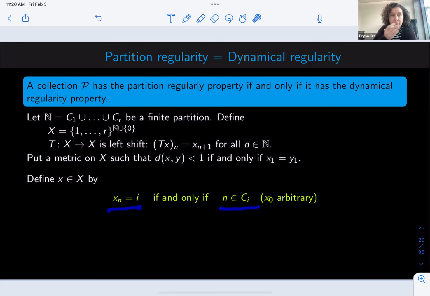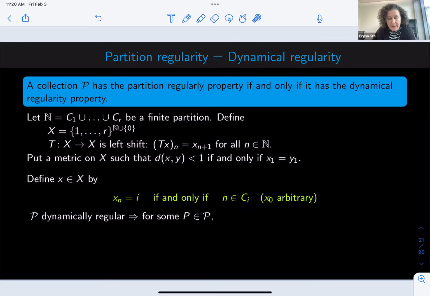Okay, so this is just reflecting what the coloring was doing in the integers, but it's a point in my dynamical system. And now if I know that the collection P that I started with is dynamically regular, then there's some instance, like maybe it's arithmetic progressions, such that the T to the N X's all lie in some epsilon ball. That was the definition of being dynamically regular.